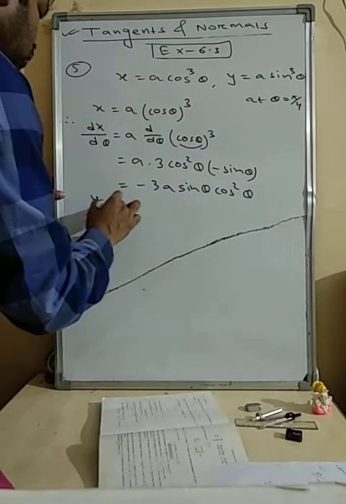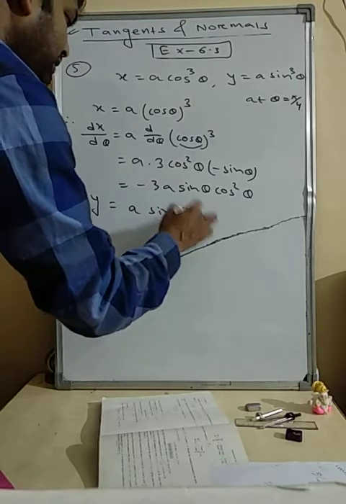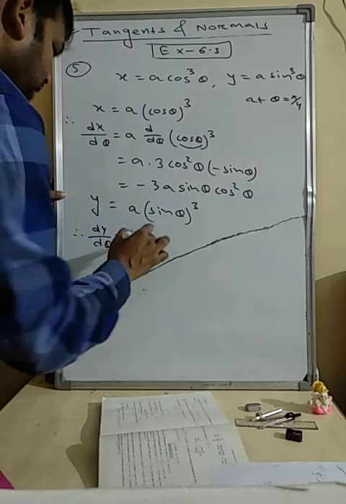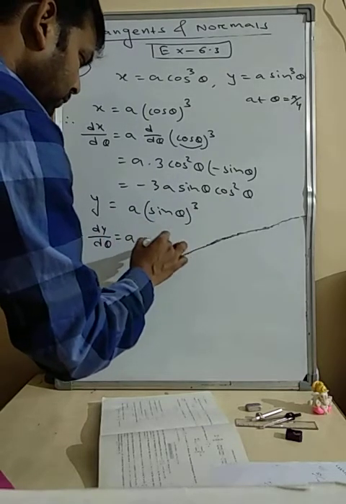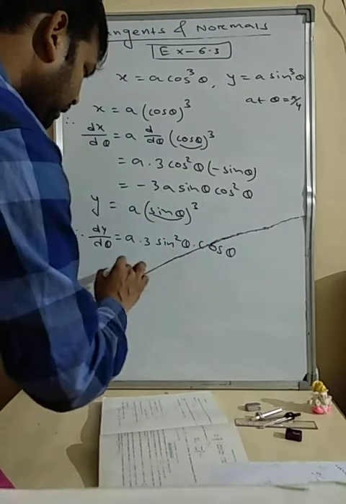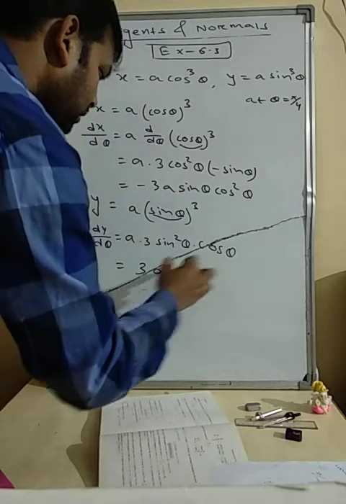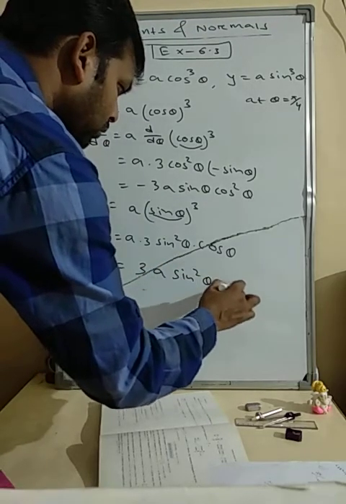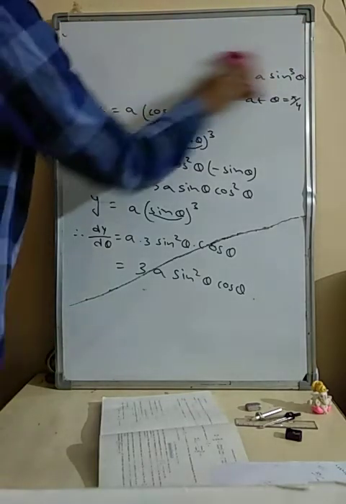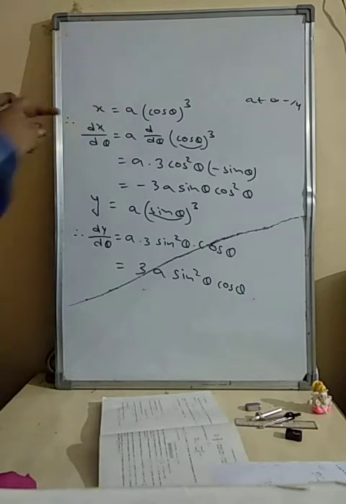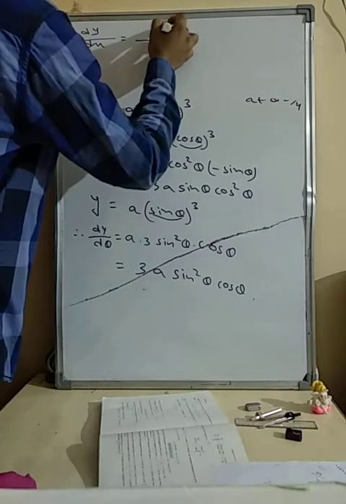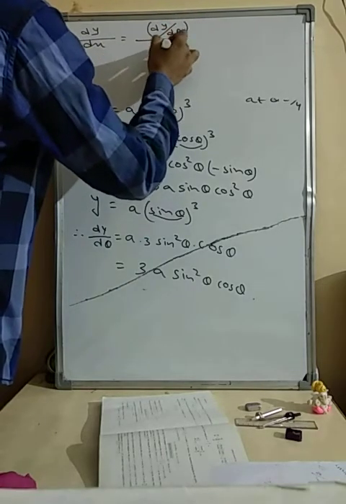Similarly, y is given a sin cube theta, you can write a, sin theta whole cube. So again with respect to theta, a constant, suppose theta cube. So 3 sin square theta, again d/d theta of sin theta is cos theta. So ultimately we get here 3a sin square theta into cos theta. Now we have to find dy/dx first. So how we have found dy/dx in the parametric equation, you can write dy/d theta divided by dx/d theta.